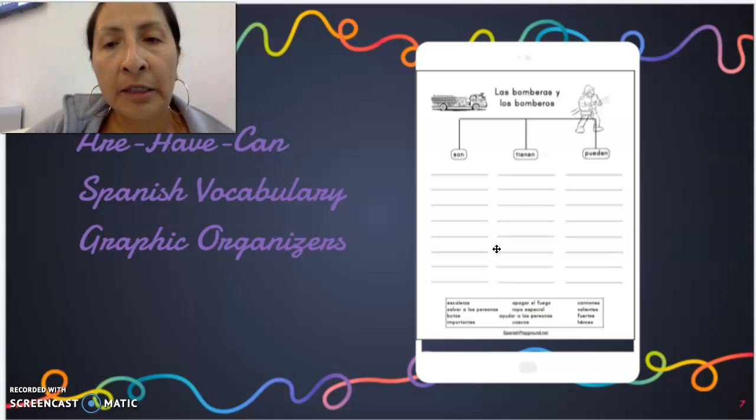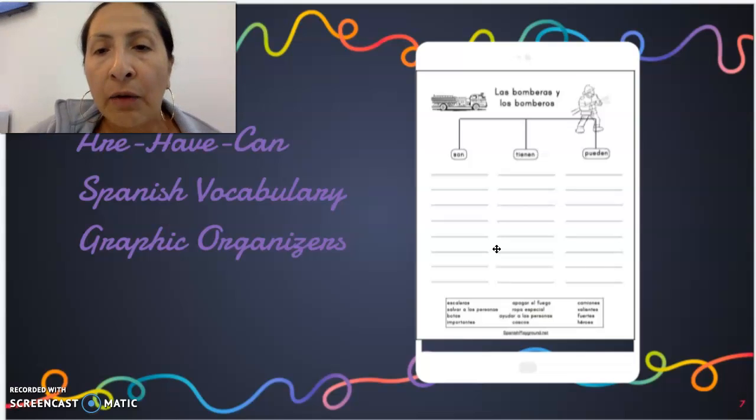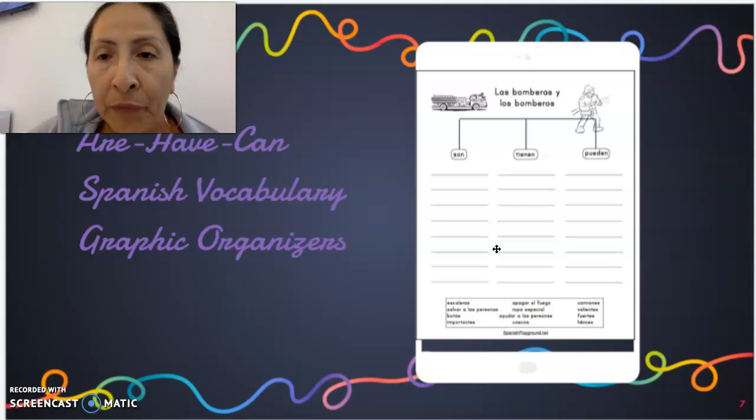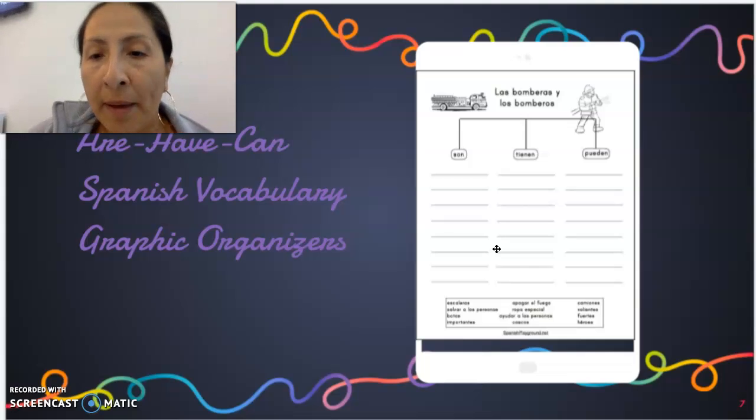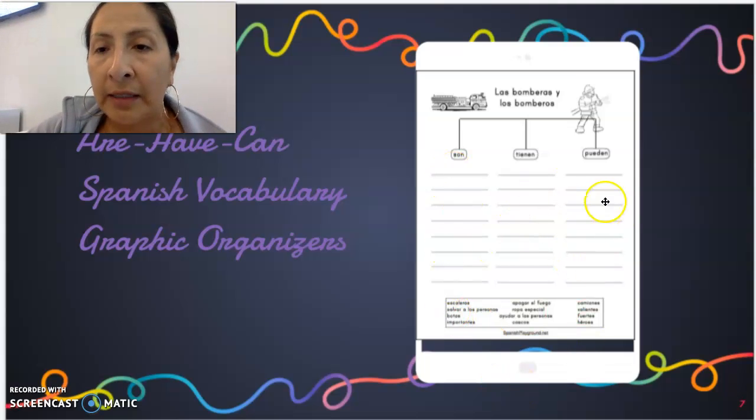One thing I had never heard about that I found in the reading was the Are, Have, Can Spanish vocab graphic organizers. So what you do is you introduce a word, you have a picture of it or a concept, and you have the three verbs that are are, have, and can, and then you have a word bank down at the bottom, and you organize those words in each column according to where they fit. And I really like that.